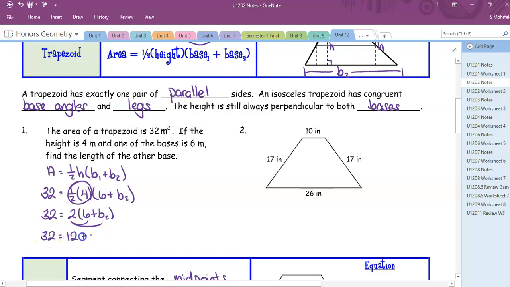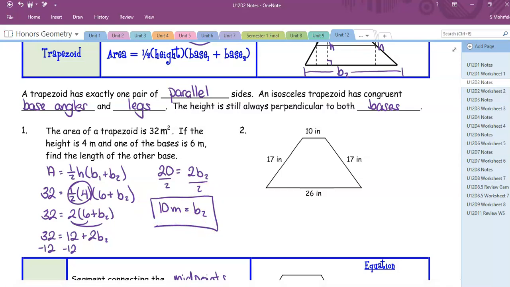So that gives you 12 plus 2 times base 2. Subtract 12 from both sides. So 20 equals 2 times base 2. Divide both sides by 2. And then 10 meters is the length of base 2. Notice how it's not meters squared. This is just a measurement of a side, one-dimensional. I don't need to square anything unless it is the area.